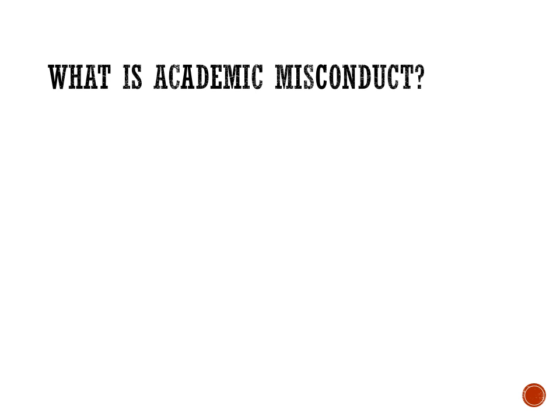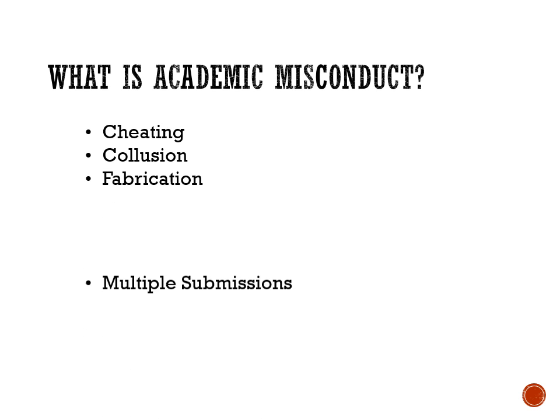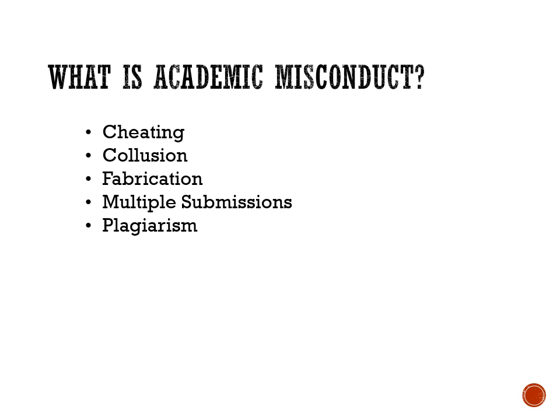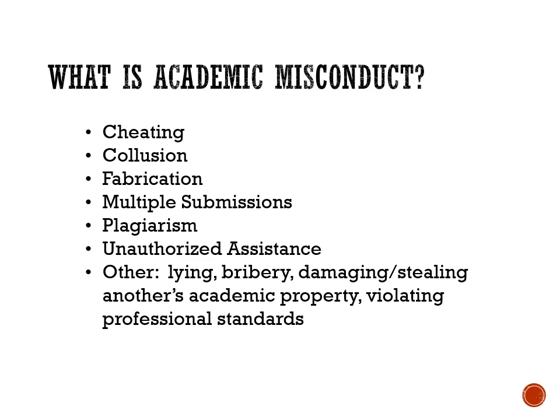Stevenson defines academic misconduct using 7 categories. Those categories are cheating, collusion, fabrication, multiple submissions, plagiarism, unauthorized assistance, and other, which includes lying, bribery, damaging or stealing another's academic property, or violating professional standards. Let's take a look at the definition for each of these categories and some examples of what may be classified as academic misconduct.